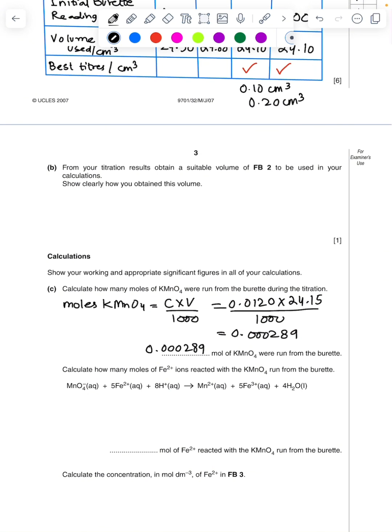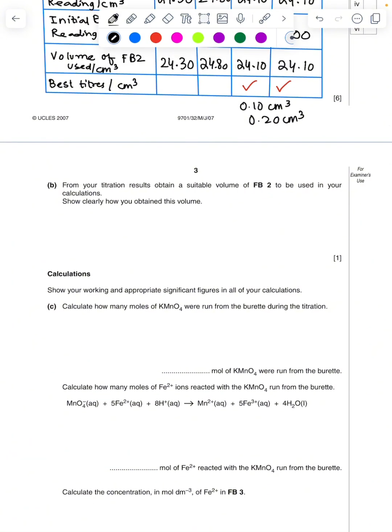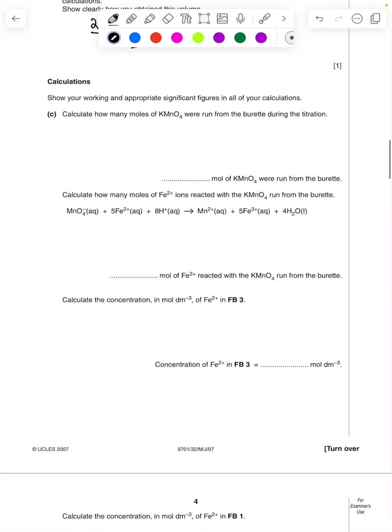So the B part says that from your titration results obtain a suitable value of FB2 to be used in your calculations and show clearly how you obtained this value. So I'm going to take the average of these two values. I can do it out like this: 24.10 plus 24.10 over 2. So the final volume that I get is going to be 24.10. And then the calculation part begins.